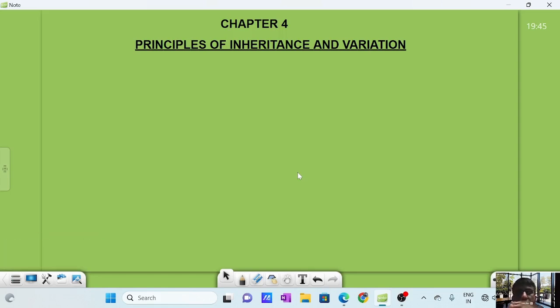In this lecture series, we will be dealing with genetics, which is an important unit for the NEET examination. The unit is genetics and evolution, which is the seventh unit of your NCERT textbook. In this unit, there are mainly three chapters. First is the principle of inheritance and variation, second is the molecular basis of inheritance, and third is the chapter on evolution.